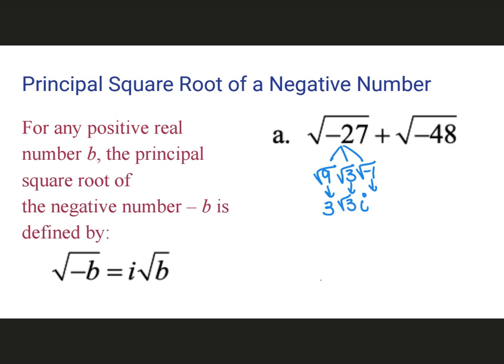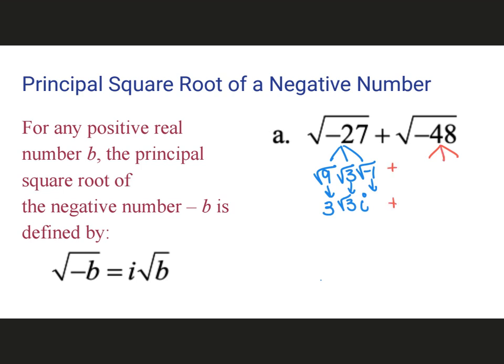Okay? Normally, we would put everything that's out of the radical in front. But because it's i, you have to put all of your real stuff first, and then your i. So this one gets written this way instead. Okay, and then we'll go through and simplify this one the same way.